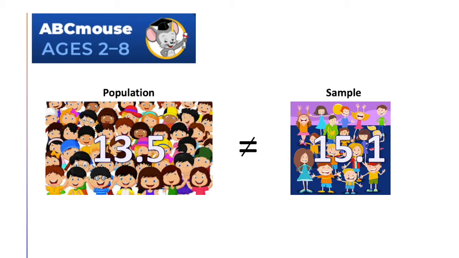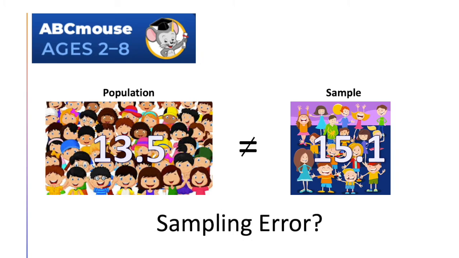But the question again is, yes, these numbers are different. But are these numbers different because of our manipulation or simply because of the random fluctuation and error that we get when we sample a population? That's what we use inferential statistics to do. We try to make our best guess. Is this difference real and therefore a function of our independent variable? Or is this difference just sampling error?